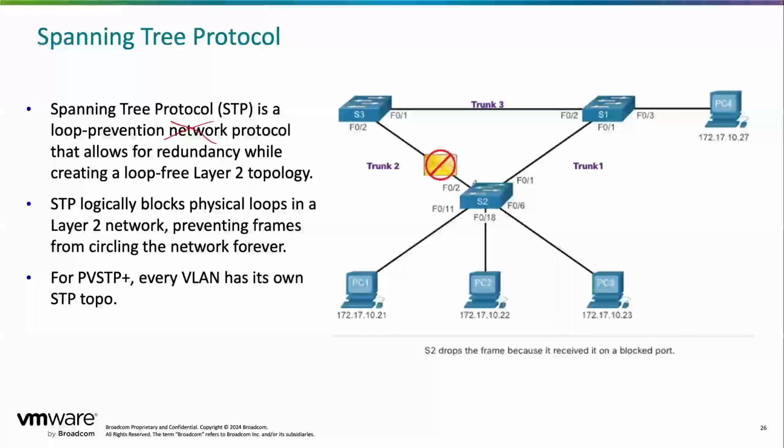That means that if we look at this diagram, we have this triangle, right? The interconnection between the three switches. So from a physical link point of view, they have their redundancy because of this triangle, but they need to have a protocol to make sure that it is a loop-free layer 2 topology.